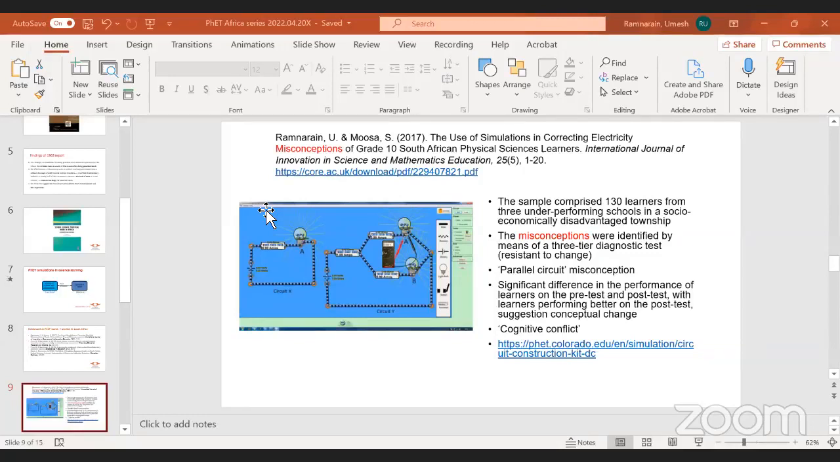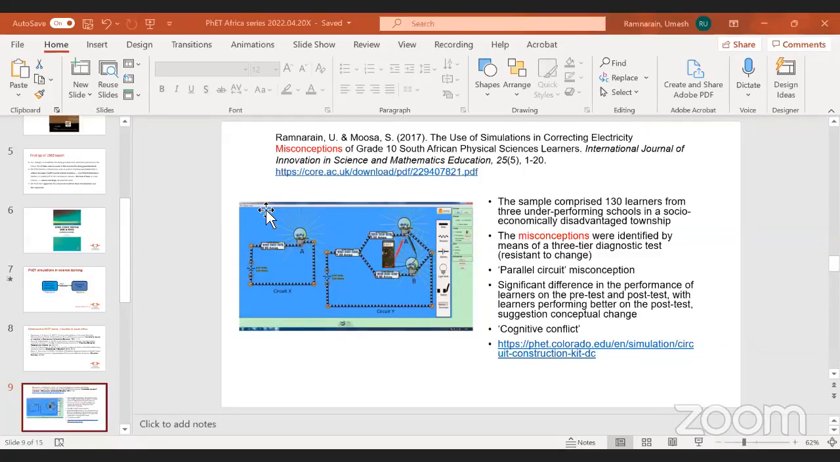So looking at this simulation, which I'm depicting over here, in this particular study, titled The Use of Simulations in Correcting Electricity Misconceptions of Grade 10 Physical Sciences Learners, this simulation was used by teachers in addressing misconceptions that were identified from a pre-test that was administered. The misconception in question here is well known globally, and it is referred to as the parallel circuit misconception.